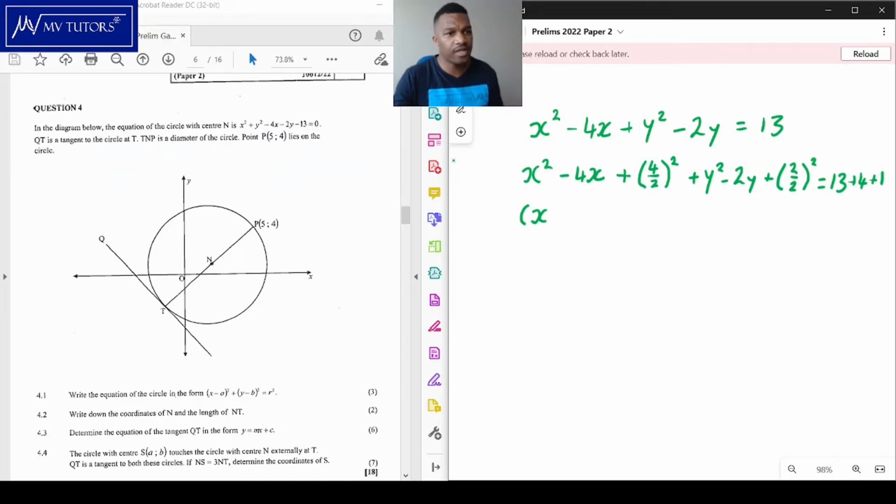From the x, from the second one I'm taking the sign, which is negative, and from this one I'm just taking what's inside the brackets, which is 4 divided by 2. That's 2, and it's squared. Plus, from the y squared, I'm just taking y. From this minus 2y, I'm just taking the sign, which is negative. From this bracket, I'm only taking what's inside the bracket, which is 1. Okay, that's going to equal 13 plus 4 plus 1. That's 18.